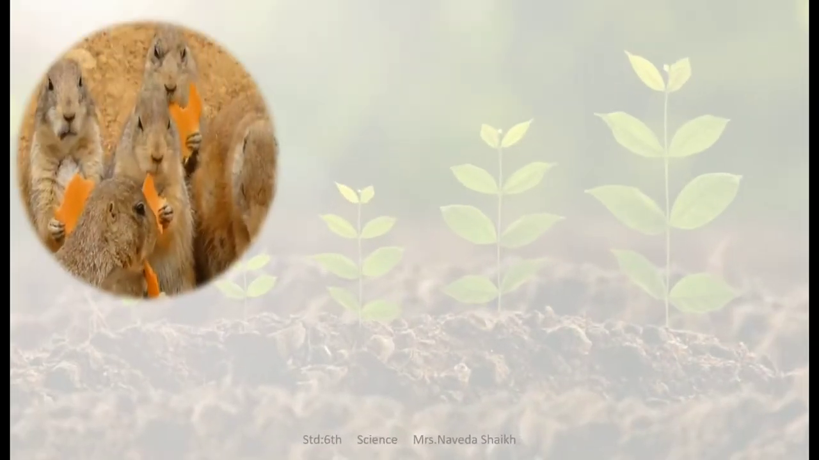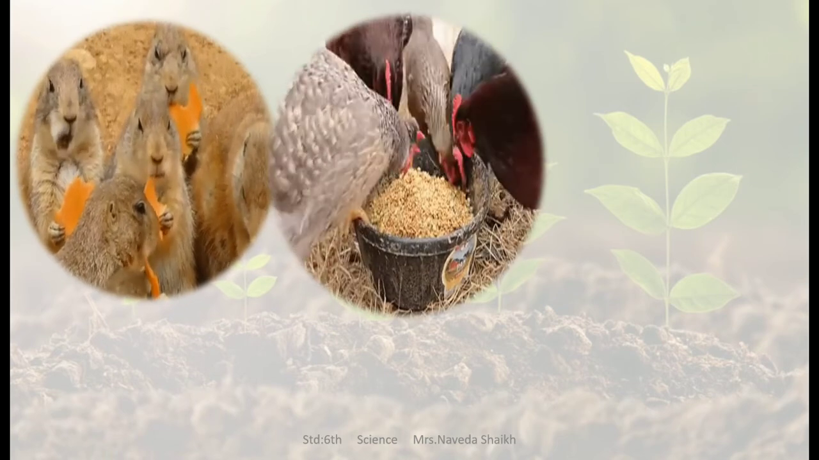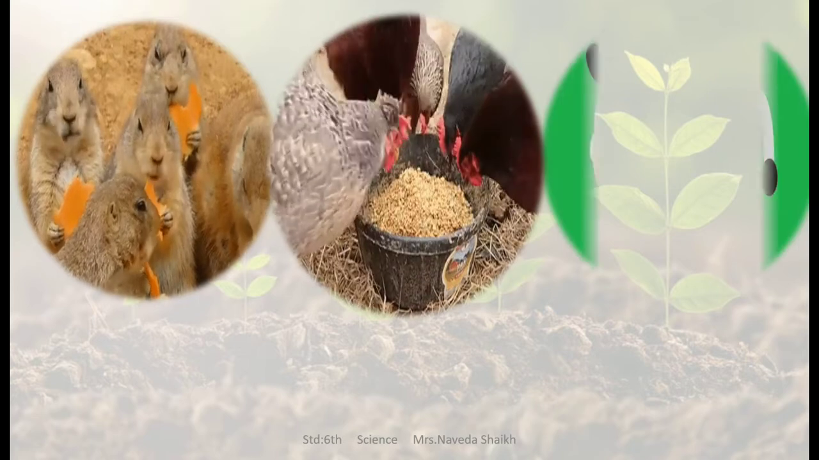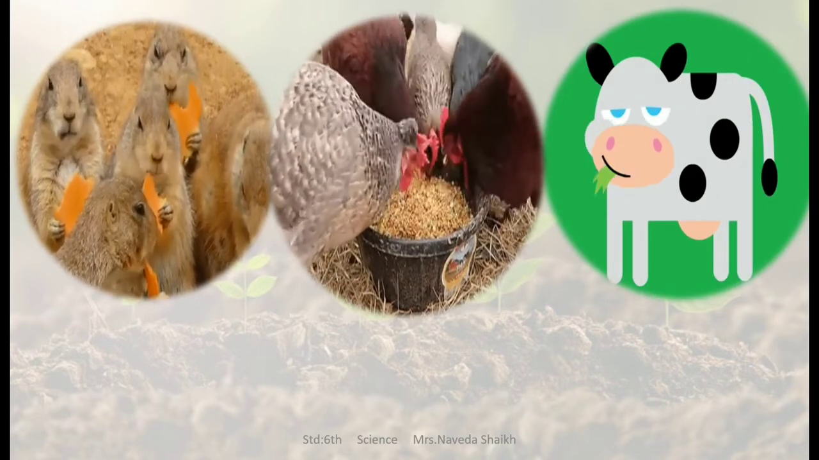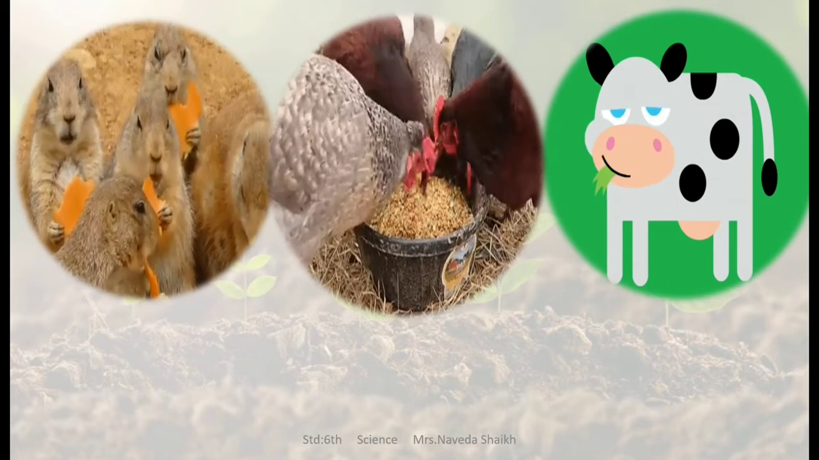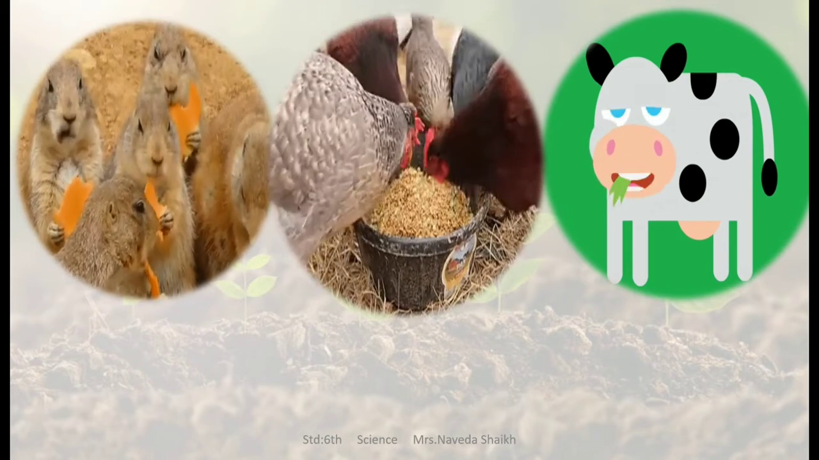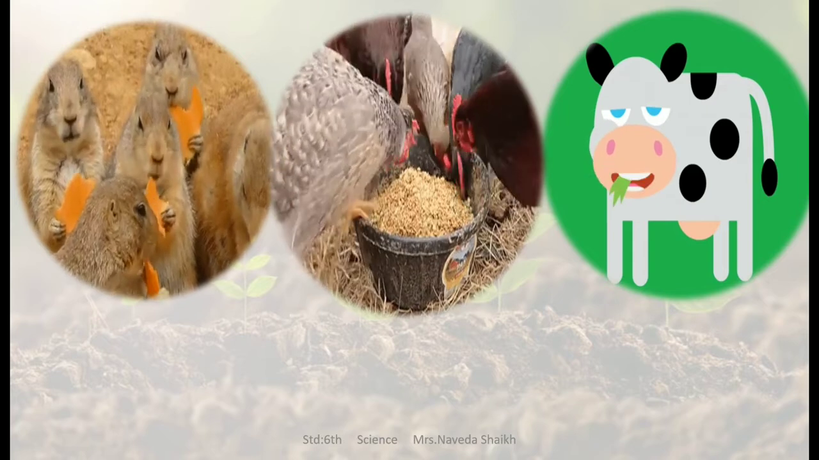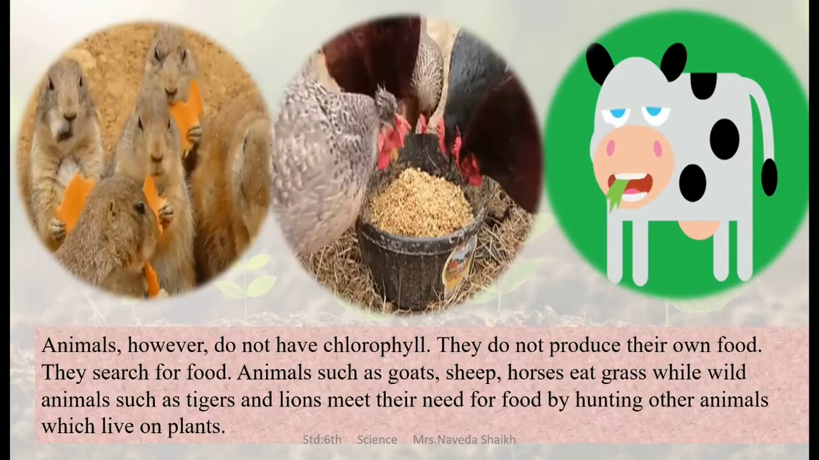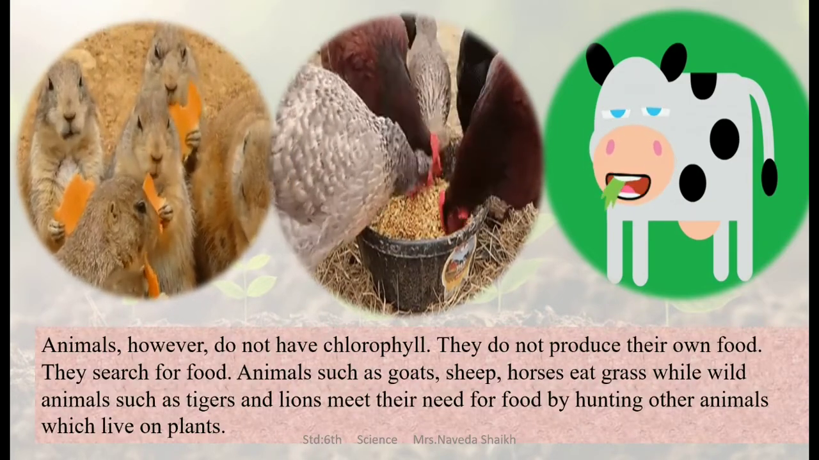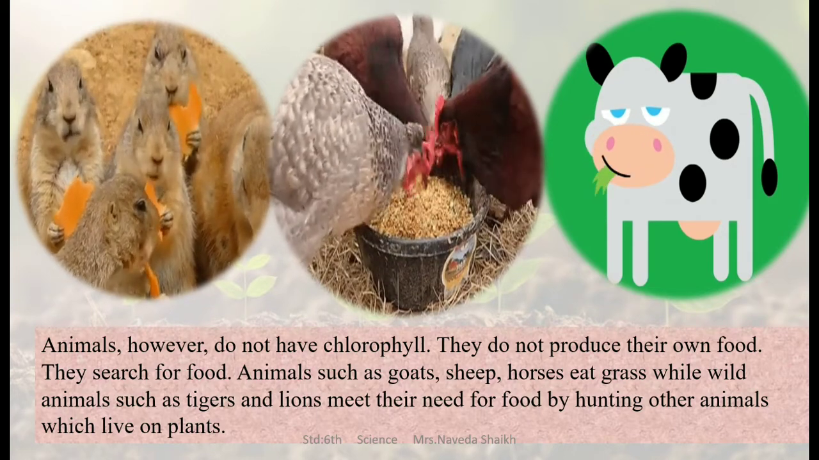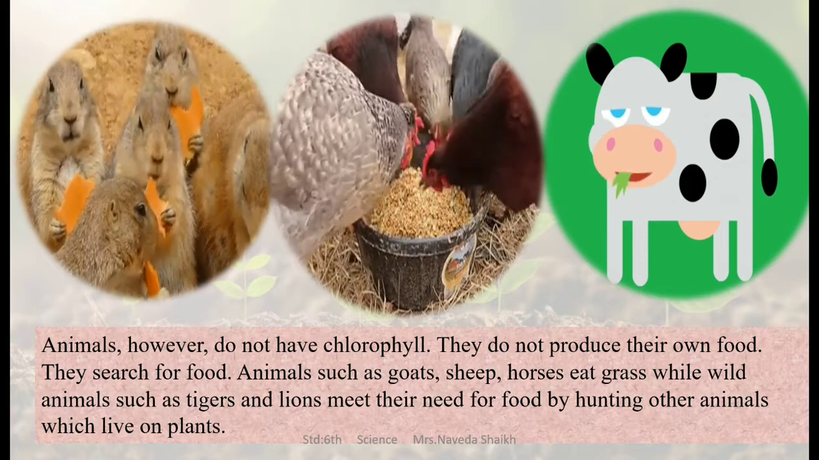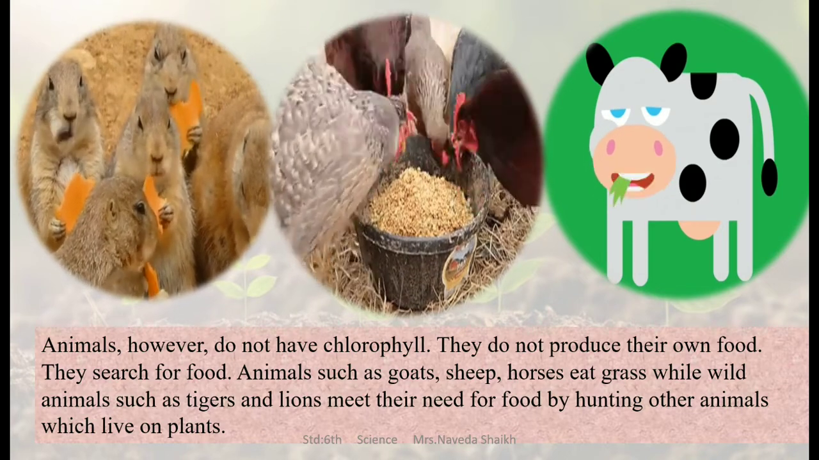Now here you can see these animals, they are eating. You can see these hens also. They are eating grains. You can see a cow. It is chewing grass. So all living organisms, whether plants or animals, it depends upon what they eat. Cows generally eat grass or leaves, etc. Animals, however, do not have chlorophyll, and that is the reason they need other plants or other animals for their food. They need other plants for their survival.